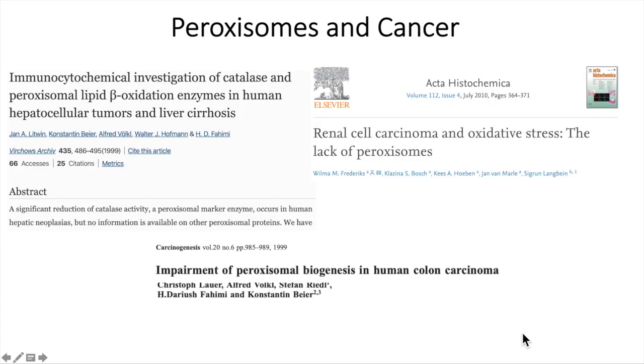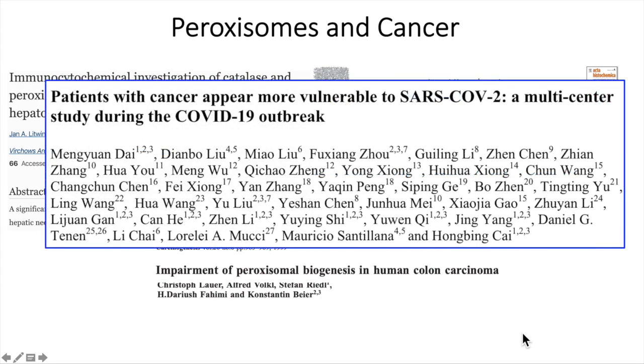Another human condition that has been associated with defective or decreased peroxisomes is cancers. You can see from these studies that this impairment with peroxisomes can affect its activity or even its overall numbers in the cell. It has recently been reported that cancer patients, especially those with blood or lung malignancies or tumors that have spread through the body, have a higher risk of death or other severe complications from COVID-19 compared to those without cancer. In some cases, cancer patients are 3 times more likely to die from COVID-19.